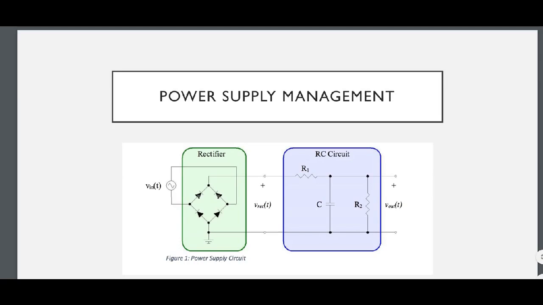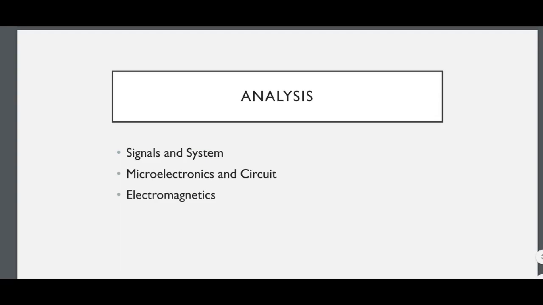As you can see here, we have a generic power supply system that's composed of four parts: V in, the rectifier, the RC circuit, and V out. I will be doing a signals and systems analysis, a microelectronics and circuit analysis, and a little bit of electromagnetics analysis on this system.